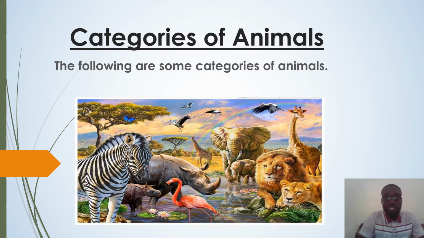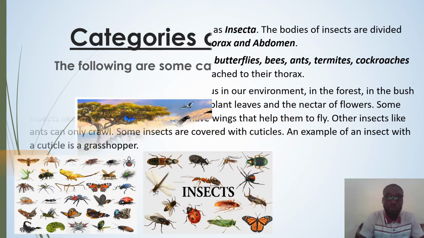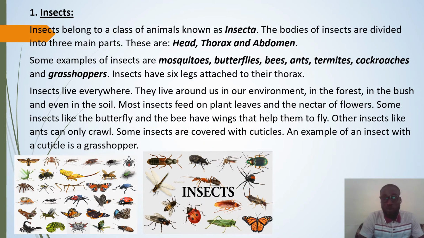So let's take a look at the categories of animals. The following are some categories of animals. Looking at the picture, you can see several types of animals in there. Let's go into details and get to know about the categories of animals. Good. So we have insects.